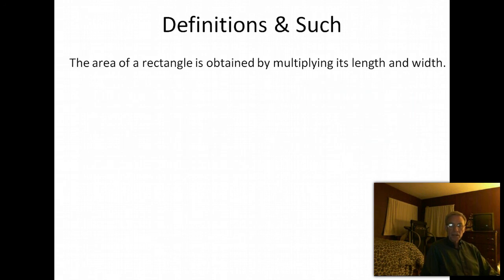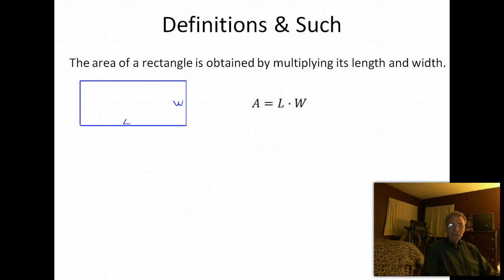The area of a rectangle is obtained by multiplying its length and width. So the formula for this, given this particular figure with this rectangle, is area equals L times W.